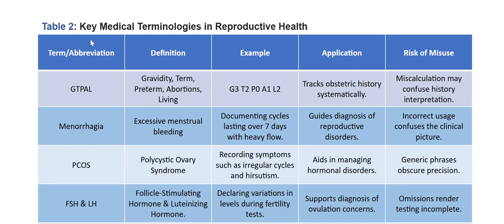Here we have a table on key medical terminologies in reproductive health: term or abbreviation, definition, example, application, risk of misuse. The terms or abbreviations are GTPAL, menorrhagia, PCOS, FSH and LH, and PID. GTPAL is gravidity, term, preterm, abortions, living. Menorrhagia is excessive menstrual bleeding. PCOS is polycystic ovary syndrome. FSH is follicle stimulating hormone, while LH is luteinizing hormone.